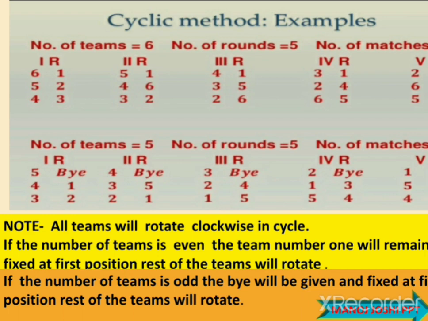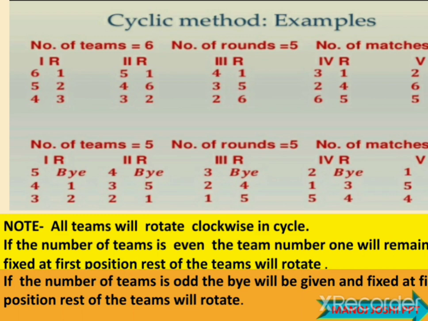Second round. Third round, the bye will be fixed there. So in the second round, 4 was at the top on the left side. So 4 will replace 5. So that's why this is bye, 4, 5, 1, 2, 3. This is the third round.